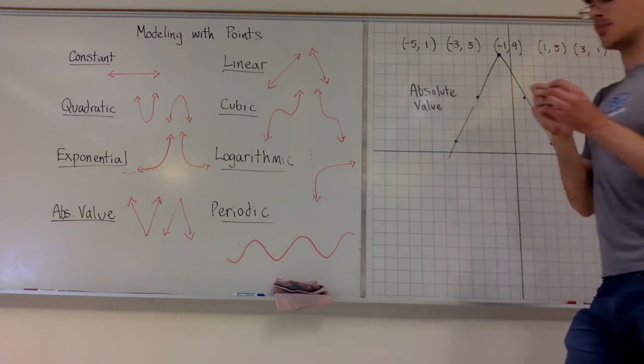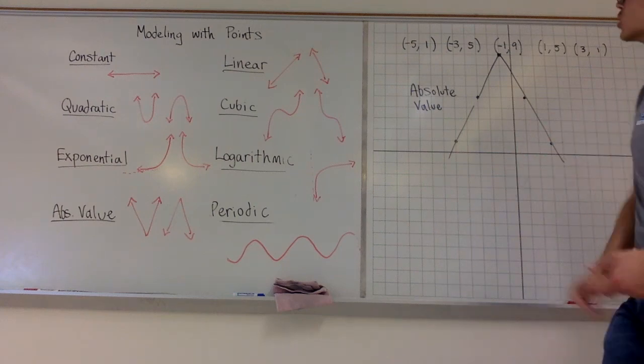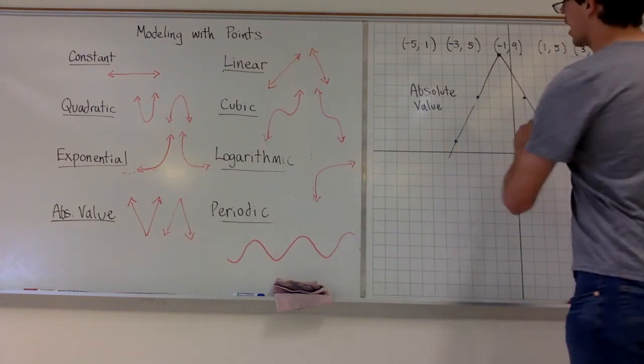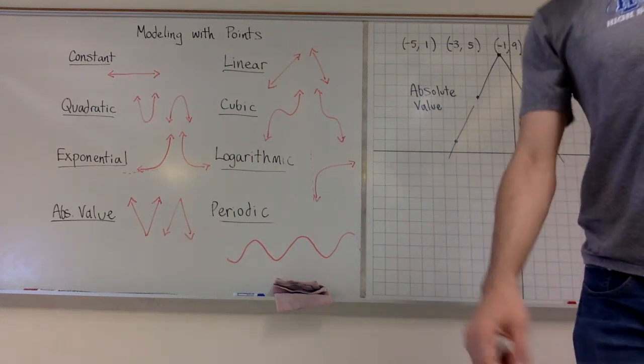So if you see a set of points, best option probably, graph those points, and then just look at the graph and see what kind of equation it would make using this chart right here.